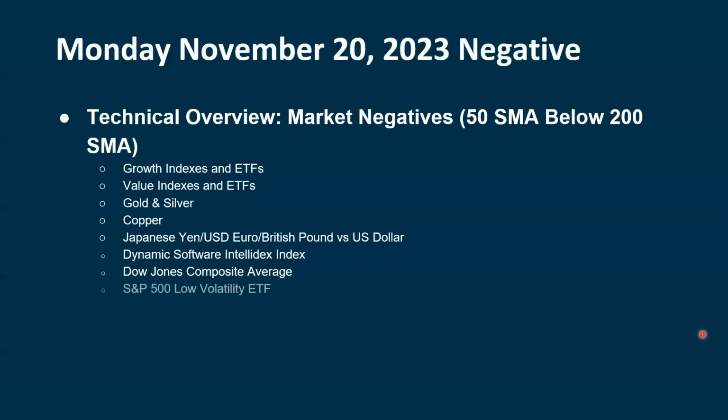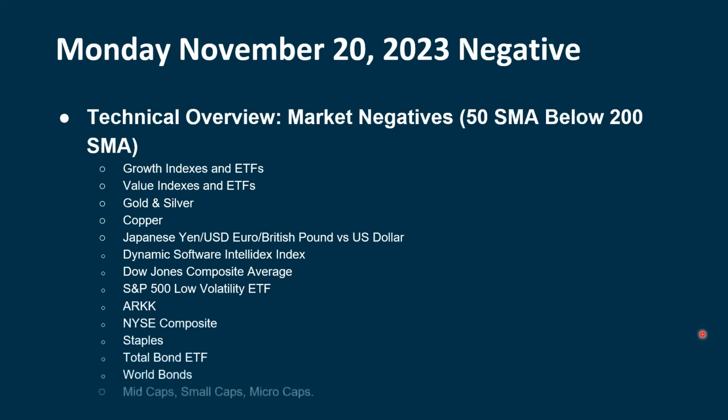The Dow Jones Composite Average, the Low Volatility ETF, ARK, as well as the NYSE, Staples, the Total Bond ETF, World Bonds, and then we look at the mid caps, small caps, and micro caps. It's the bigger indexes that are actually holding up better. And then we have emerging markets, which continue to be in a downtrend.